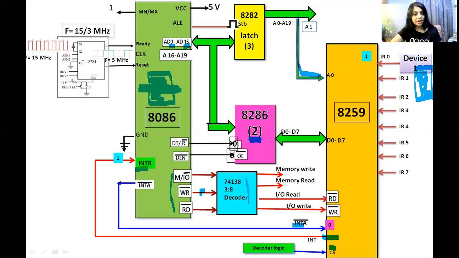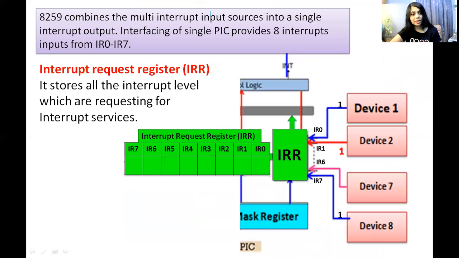Now we have seen when device 1 sends a request, 8259 sends interrupt request to 8086. But now let's see what happens inside the 8259 when it receives logic 1, and how it transfers this interrupt request on INT pin to INTR pin of 8086 microprocessor. So let's see step by step. Now again we'll see device 1 is connected to IR0, device 2 is connected to IR1, device 7 to IR6, and device 8 to IR7.